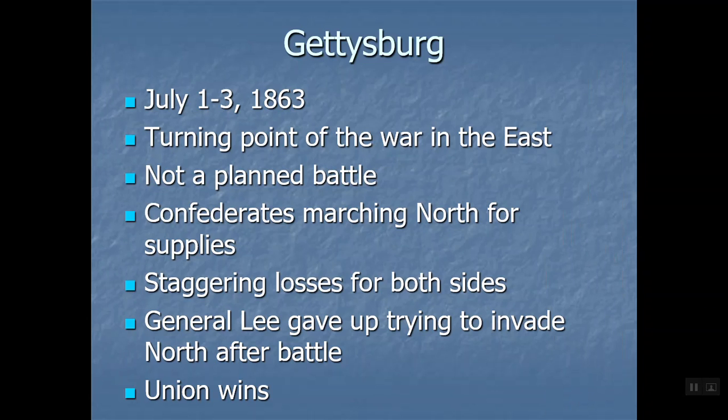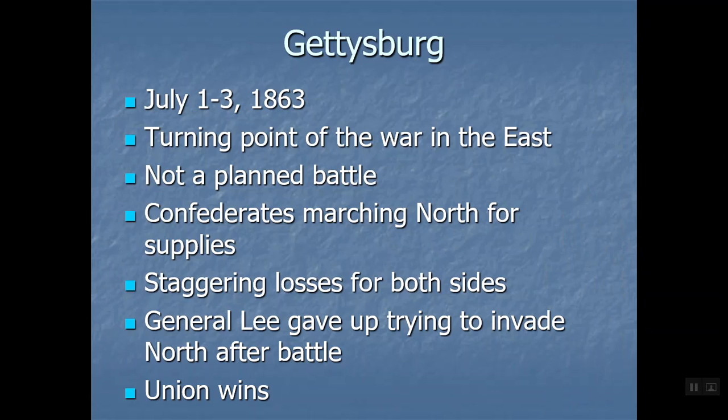And so this is what's going to encourage Robert E. Lee to abandon the defensive and go on the offensive, to actually go into Union territory and try to defeat them on their own turf.